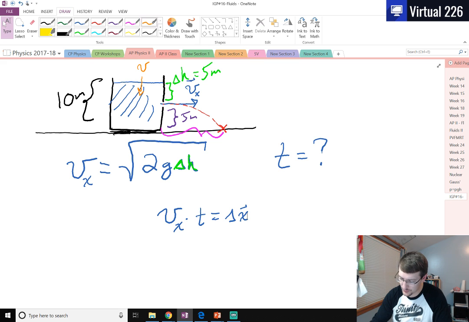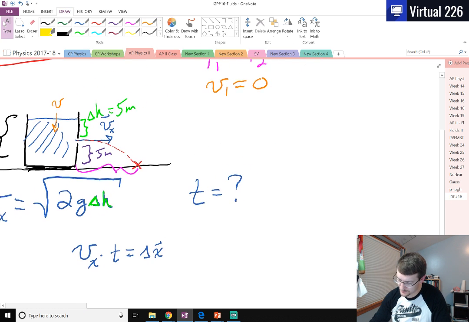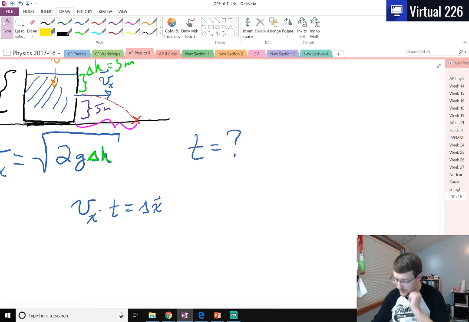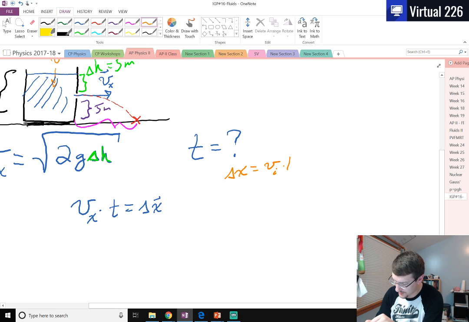Well, if we go back to good old projectile motion, we know that my favorite equation, which is that the displacement equals the initial velocity times time plus 1/2 a t squared, exists.